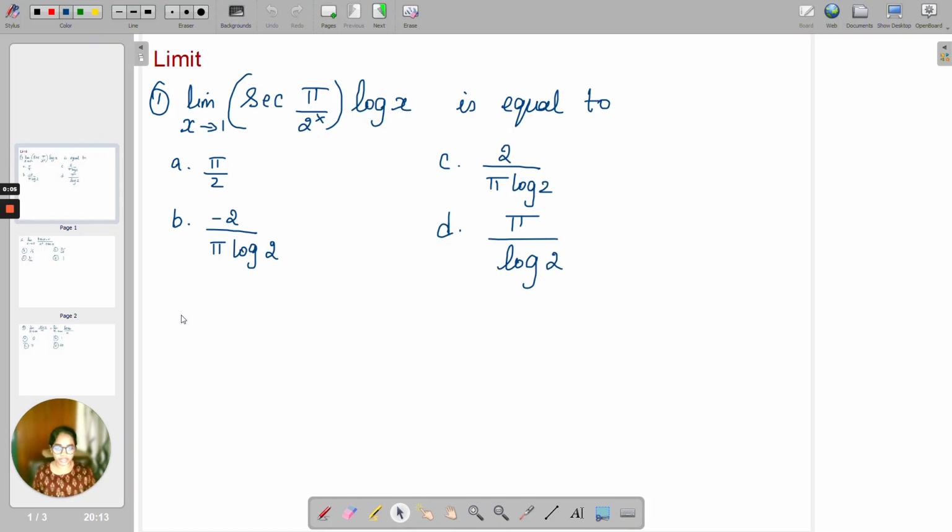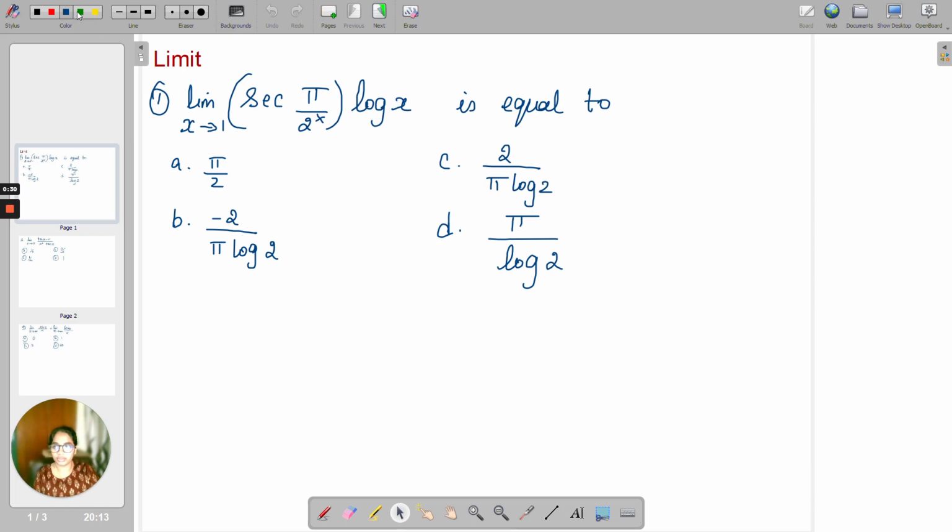In the previous lectures on limits, what did we study? We studied the concept of limits: LHL, RHL, L'Hospital's rule, the sandwich theorem, and we solved some problems. In this class, let us solve some more problems related to the JEE exam. So the first problem says limit x tending to 1.